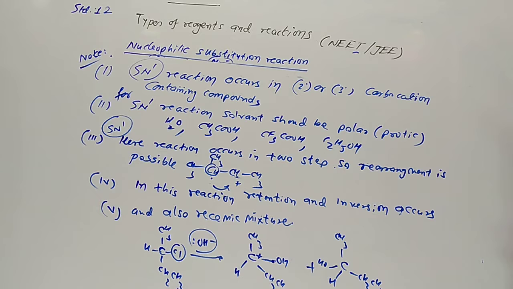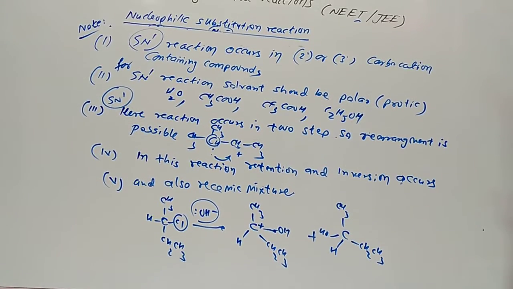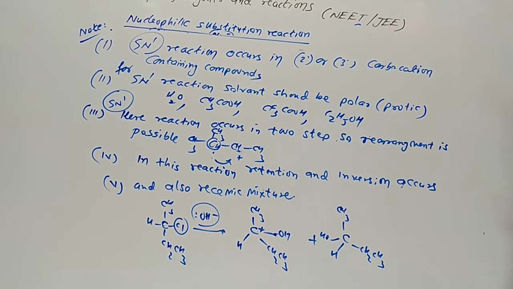Retention also, inversion also, and racemic mixture also occurs there. In this reaction, this type of product occurs in the case of SN1. You can see.